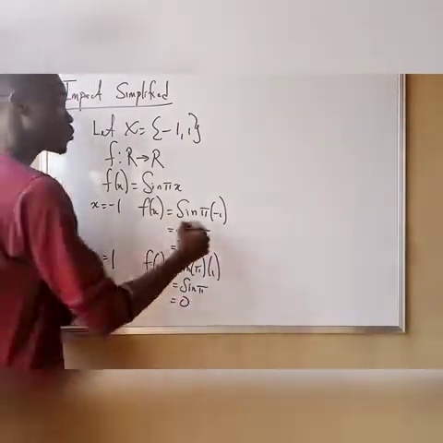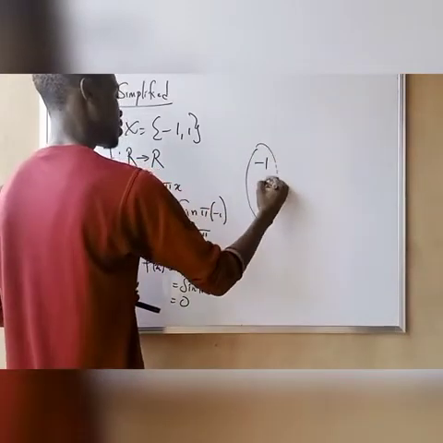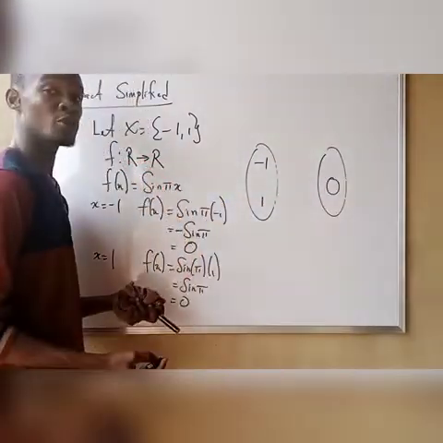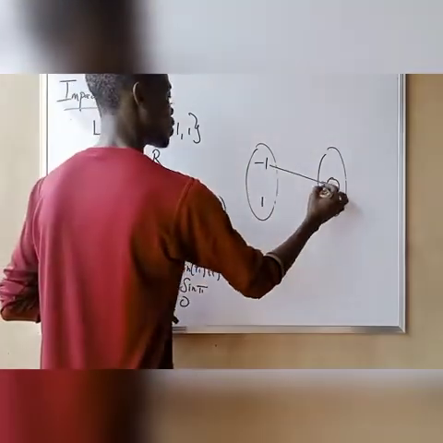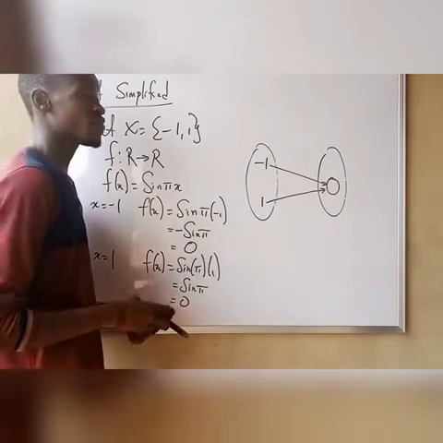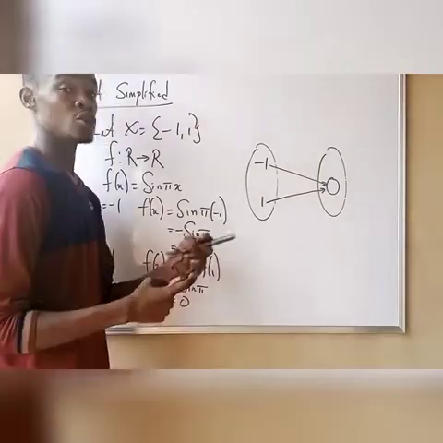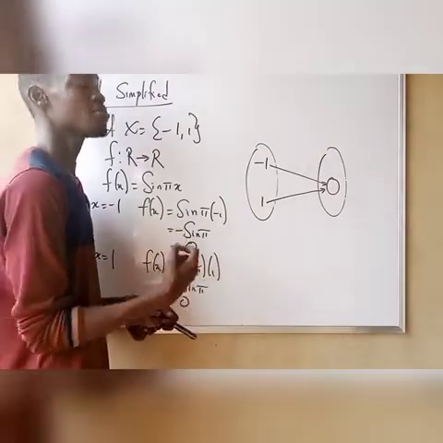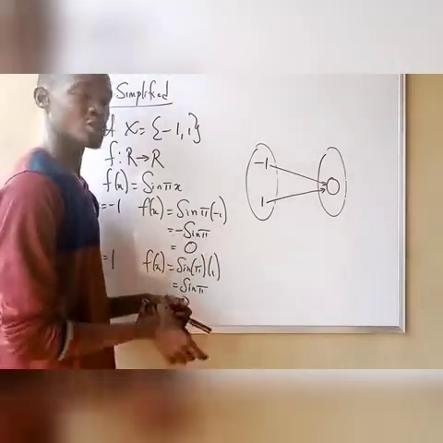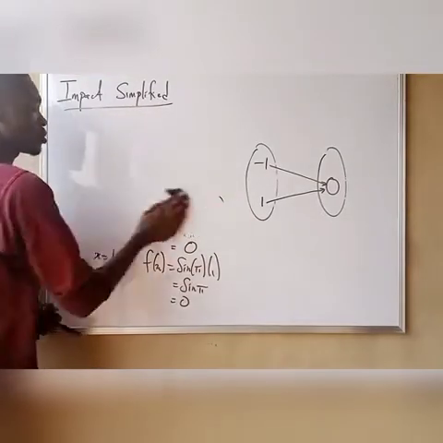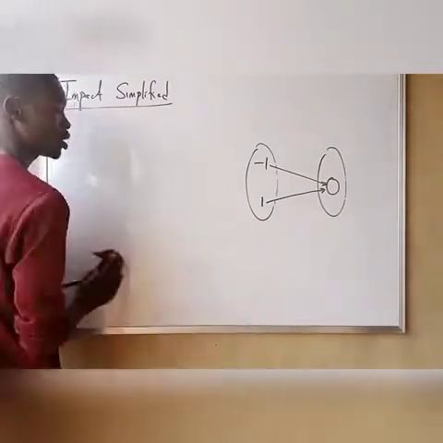That means the input variable is minus 1 and 1. And what is your output variable? Your output variable is 0. So that means this input will link to this and this input will link to this. So from this graphical representation, you can see that the function is not injective, but the function can be surjective or what? Or many to one. So let's continue to look at more examples under this.